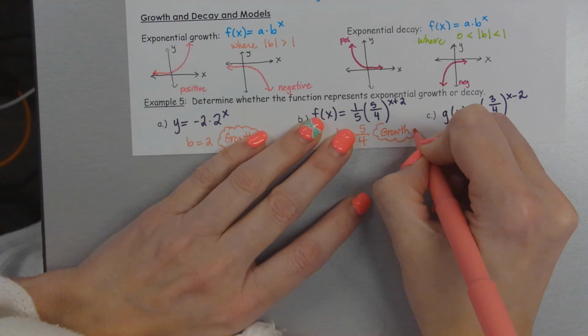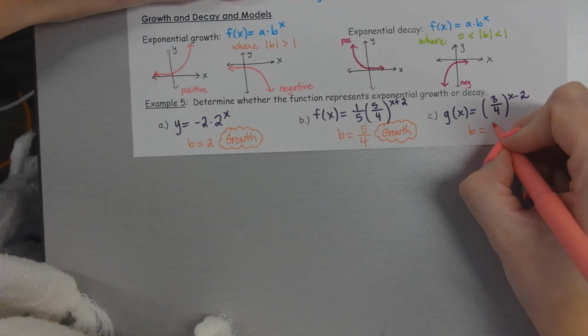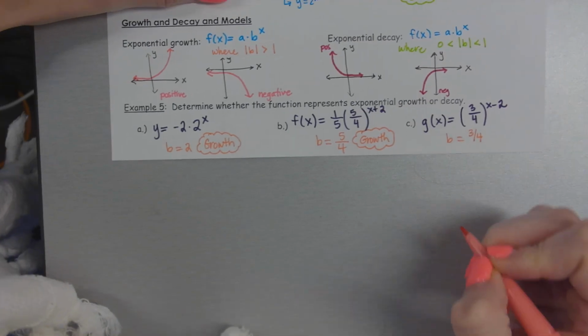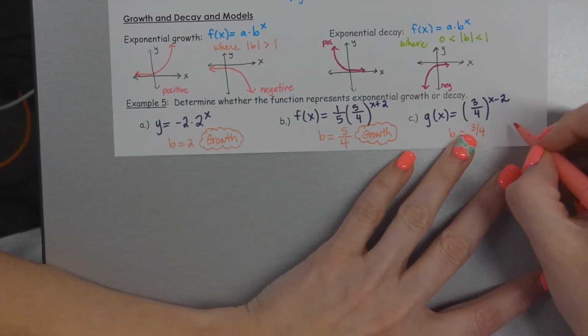All right, and then Ryan, what's your base for C? 3. Yep, 3/4, and then would that be growth or decay? Please say it again. Yes.